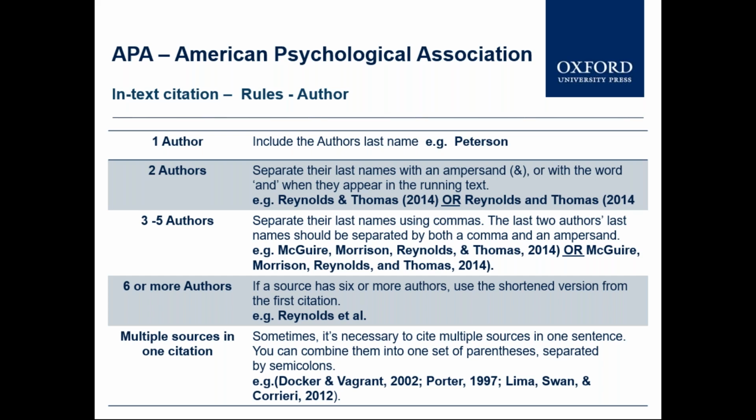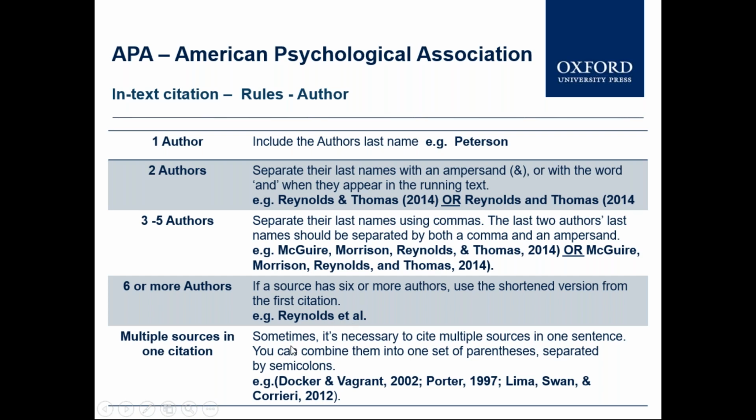That's it. If there are 2 authors, then their last names will be separated with an ampersand or with the word and. So here, see, the last names of both the authors are here: Reynolds ampersand Thomas, or Reynolds and Thomas. If there are 3 to 5 authors, you just separate their names with a comma, and then you add an ampersand or you add an and. If it has 6 or more authors, it is just Reynolds et al.